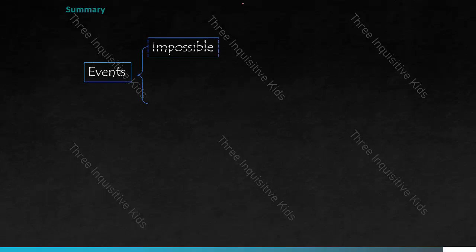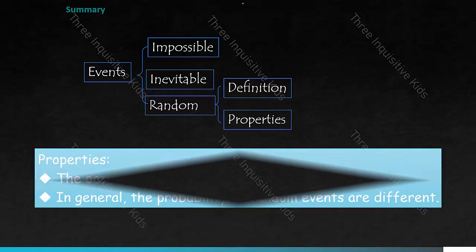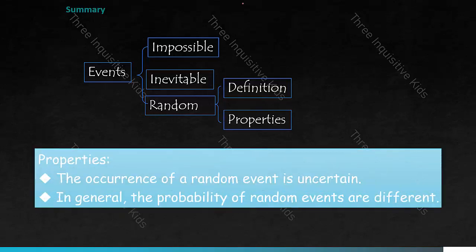Today in class we learned about all the different types of probability and the types of events that can happen. There are impossible and inevitable events and random events. So we learned about the definition of random events and the properties of it. The occurrence of a random event is uncertain, so we don't know for sure. Unlike impossible and inevitable events, we know that they will definitely not or definitely happen. And in general, the probabilities of random events are different.